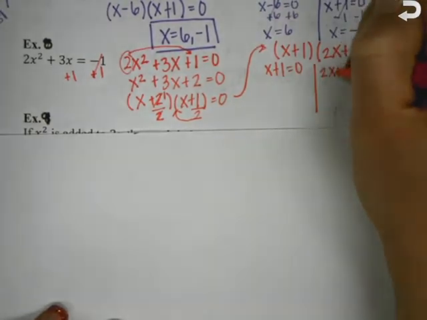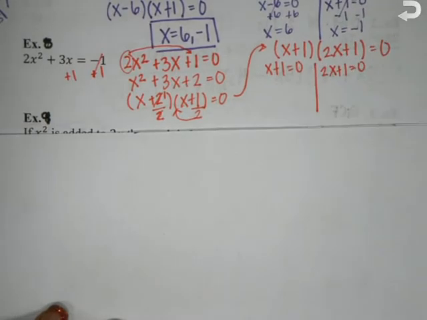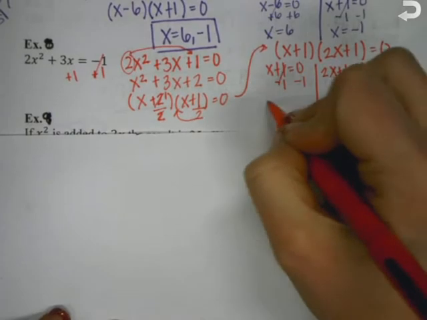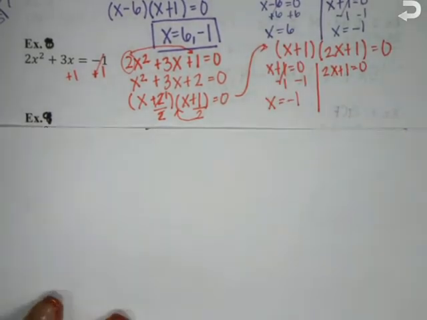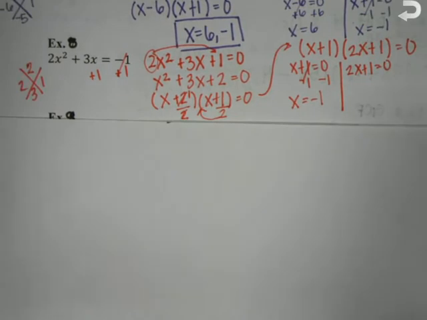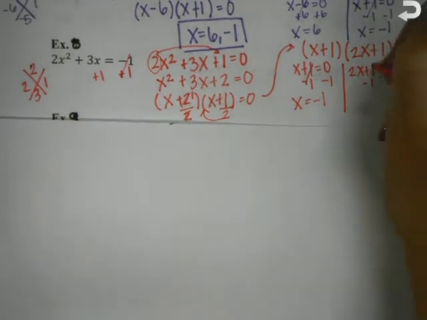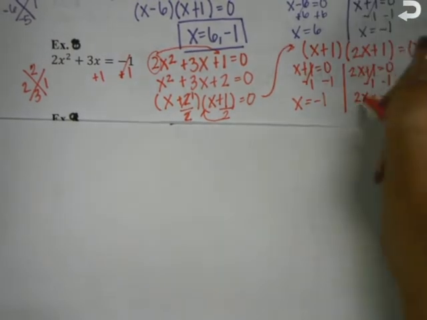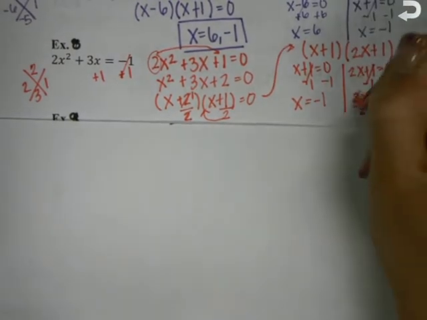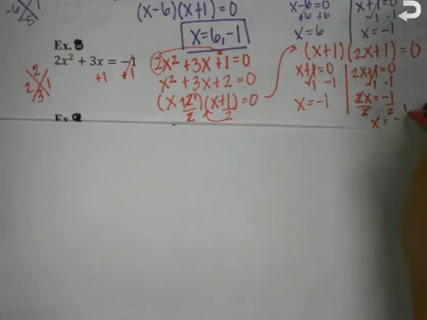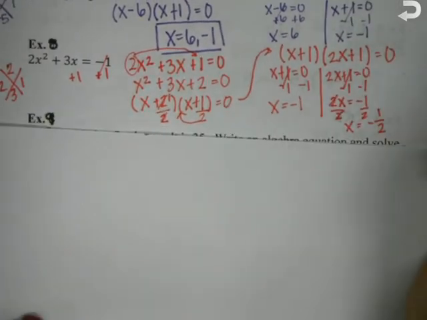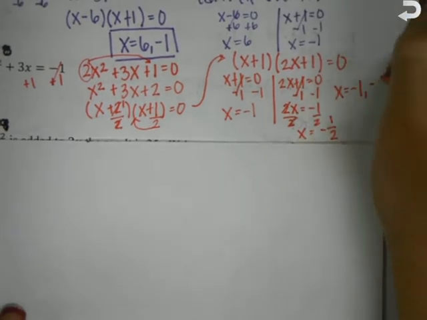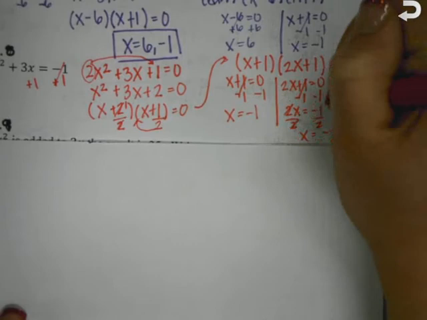And then for this one, I subtract 1 from both sides, so I get 2x equals negative 1. Divide by 2. So x equals negative 1/2. So my two answers in this case are x equals negative 1 and negative 1/2. Because I had 2x equals negative 1, and I'm solving for x, so I divide by 2. Okay, example 9.